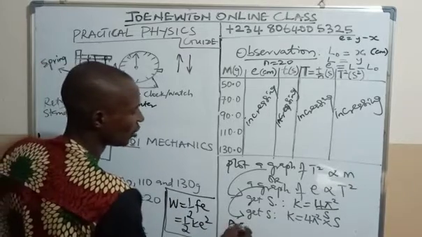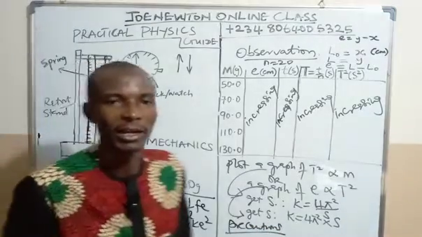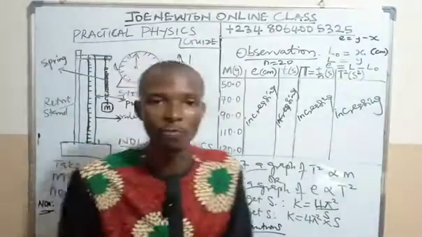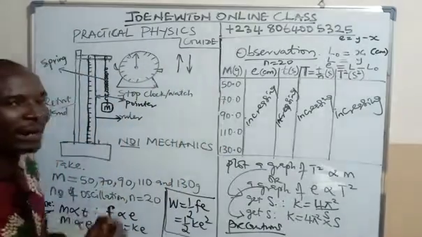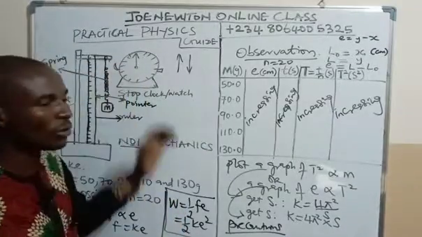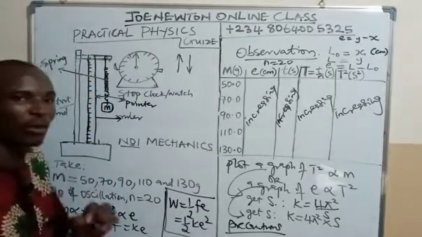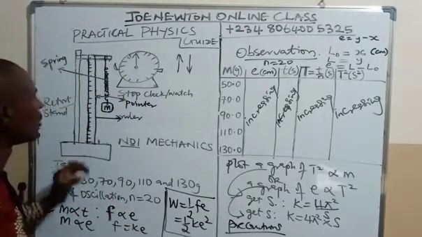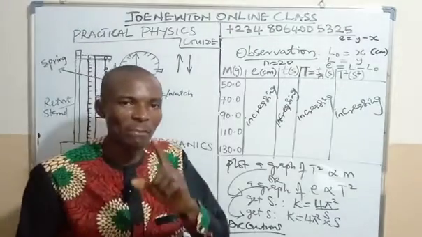Then for your precautions, what are likely precautions here? The precautions to be taken here are very simple. The first one is that you avoided parallax error when taking readings from the meter rule and the stopwatch or stop clock, especially on the meter rule. Avoided parallax error when taking reading from the meter rule. Then it must be stated in past tense, and you have to mention the instrument.